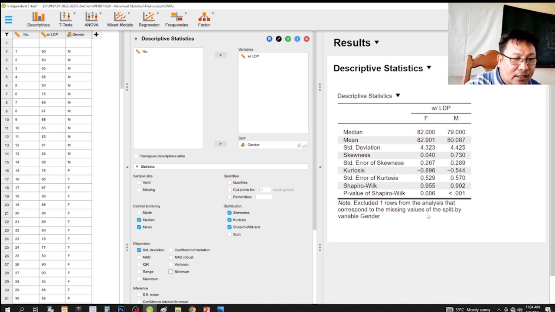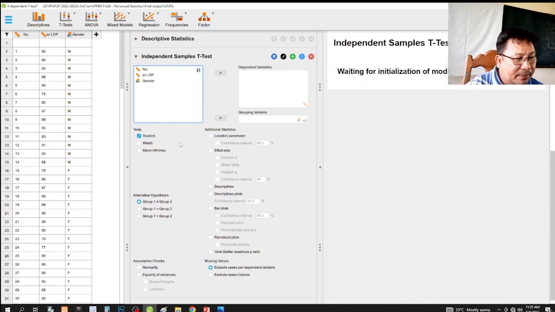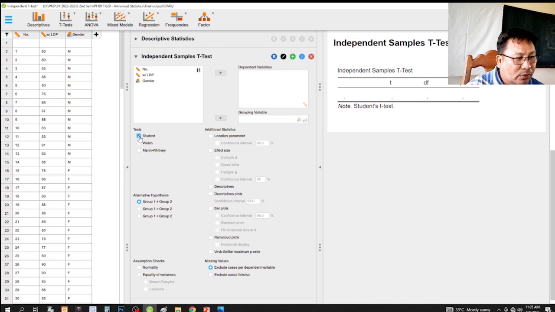In the Shapiro-Wilk, the p-value is 0.001. So this is a strong indication that the data set is not normally distributed. Because of this, we will use a non-parametric test. The Mann-Whitney test is used for non-parametric tests, while the parametric test is the Student t-test. So we will use Mann-Whitney.